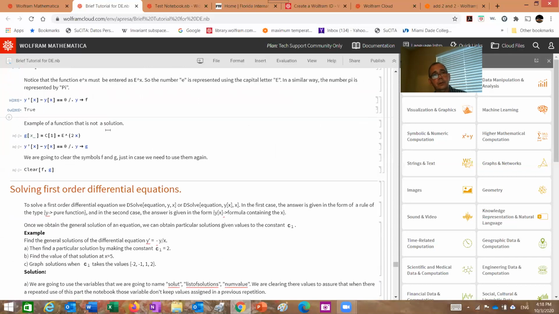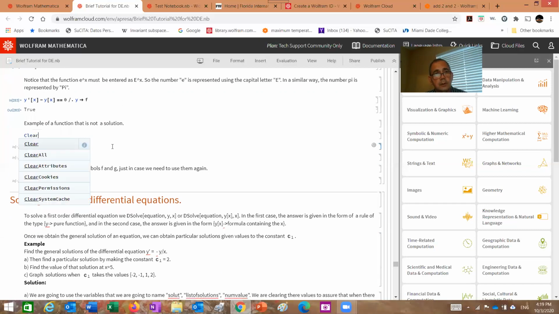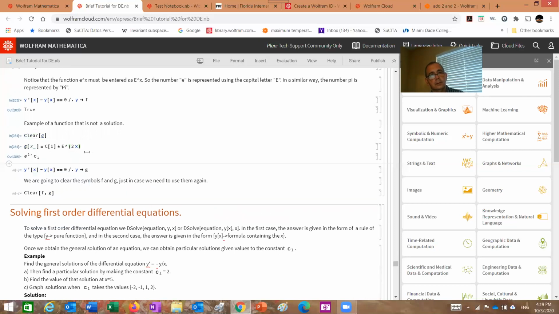Another example, in this case a function which is not a solution, for you to see what happened in this case. If we define another function here, let me clear the g before we do it, because we might have used this before. Clear the g, and then you press enter. We have cleared the g. Now we define g like this expression. G is e raised to 2x times a constant c1.